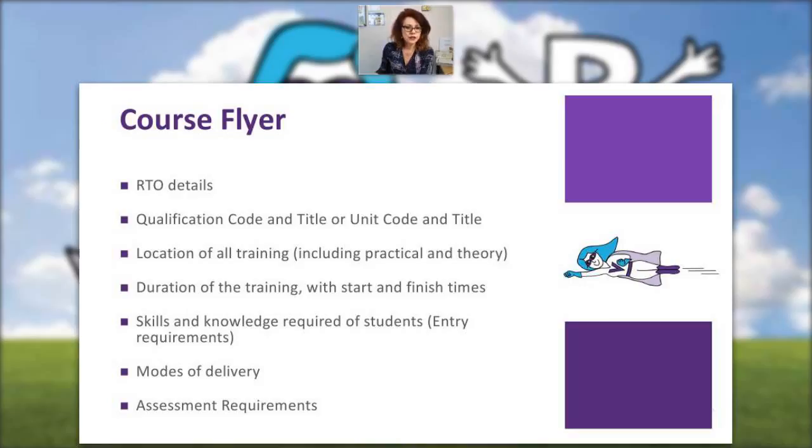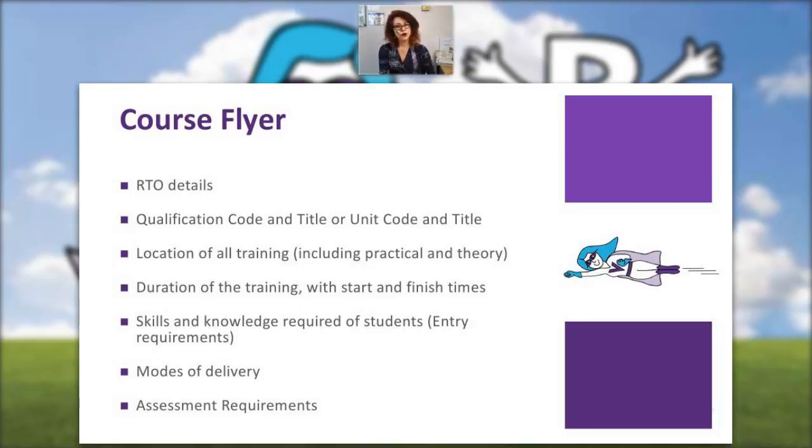A course flyer should include RTO details, qualification code and title, and the location of all training, including practical and theory components. Everywhere the student has to go to complete training must be clear on your marketing material prior to course commencement. So where are they going to do the practical? Where are they going to do the theory? Also the duration of the training with start and finish times. What time are they starting? What time are you finishing? It's got to be clear in your marketing material what that is.